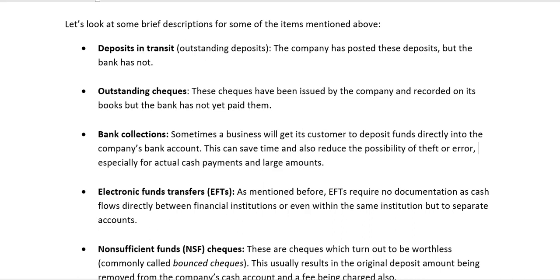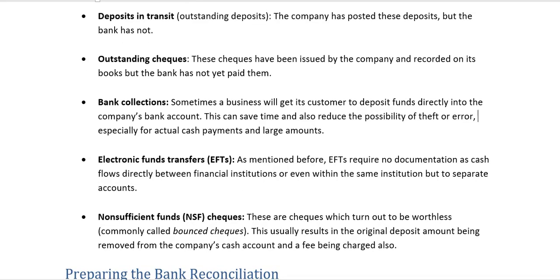Bank collections. Sometimes the bank will get its customers to deposit funds directly into the company's bank account. This can save money and also reduce the possibility of theft or error, especially for actual cash payments and large amounts. EFTs. These require no documentation as cash flows directly between financial institutions or even within the same institution, but to separate accounts. Finally, NSF checks. These are checks which turn out to be worthless, commonly called bounced checks. It usually results in the original deposit being removed from the company's cash account and a fee also being charged.